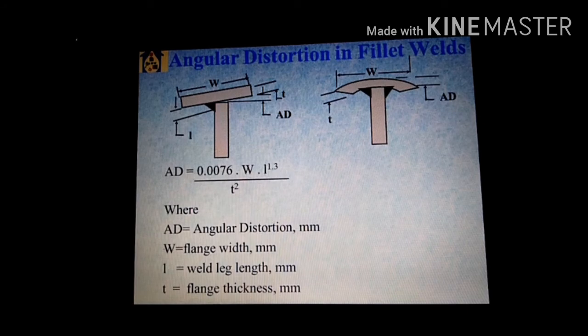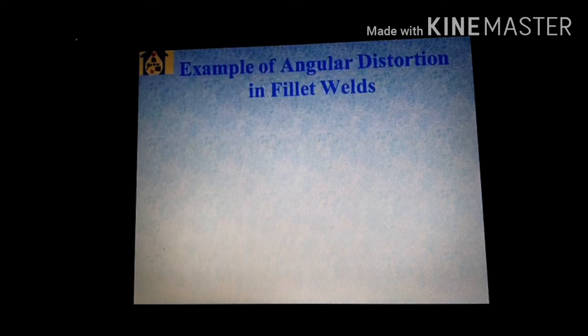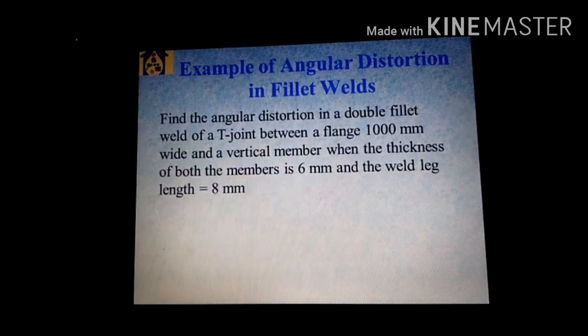Angular distortion of fillet weld. Example of angular distortion in fillet weld: find the angular distortion in a double fillet weld T joint between a flange 1000 mm wide and a vertical member, when the thickness of both members is 6 mm and the weld leg length is equal to 8 mm.